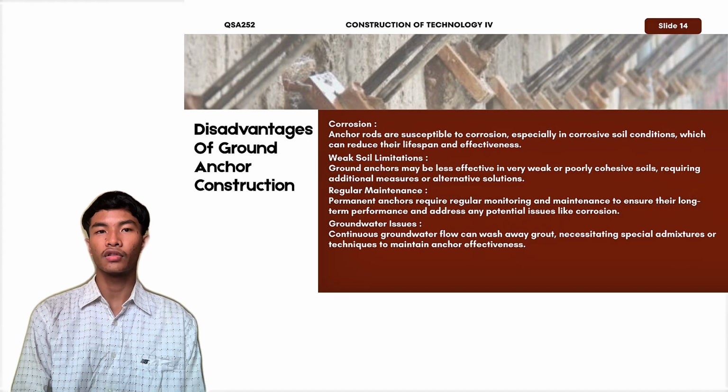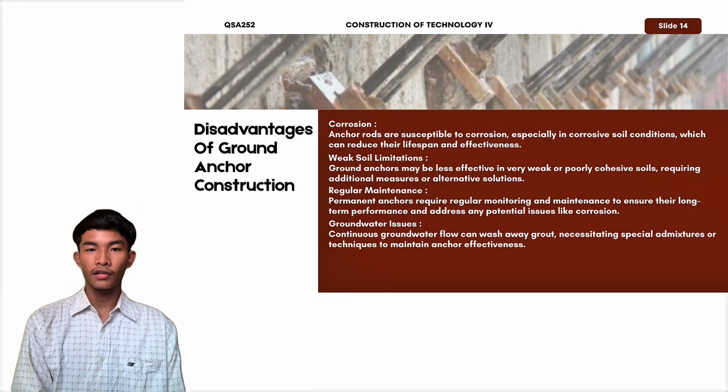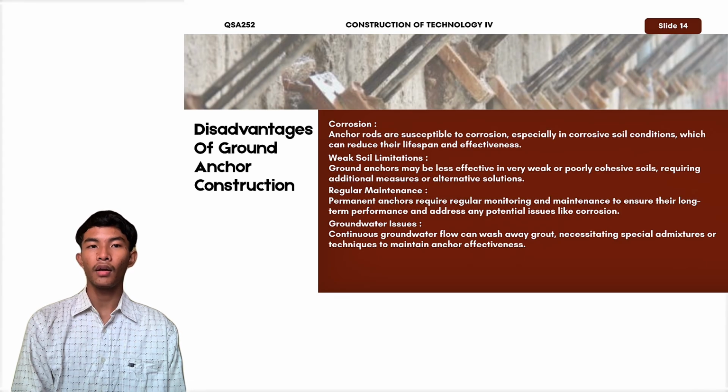Let's move into several disadvantages of using ground anchors. The first one is corrosion. Anchor rods are easily affected by corrosion, especially in soil with high moisture or acidity. This reduces their durability. Another disadvantage is weak soil limitation. In soft or loose soil, ground anchors may not perform well unless supported by extra measures. Next is regular maintenance. Permanent anchors require routine checks and maintenance to ensure safety and function over time.